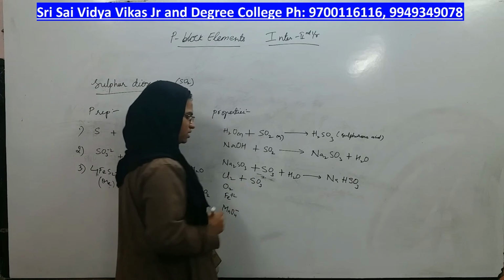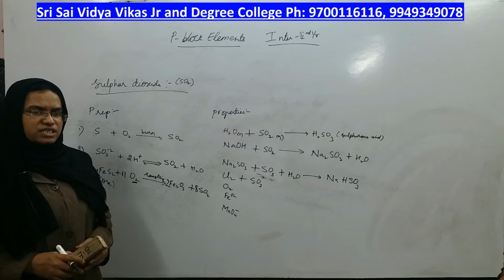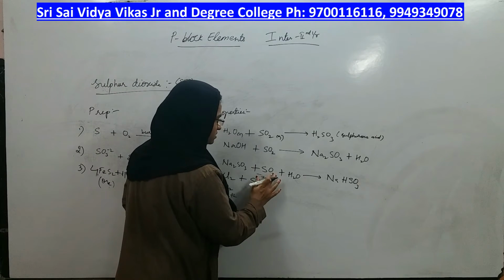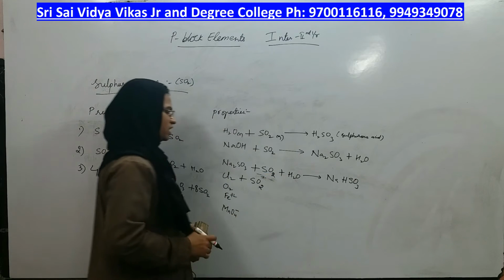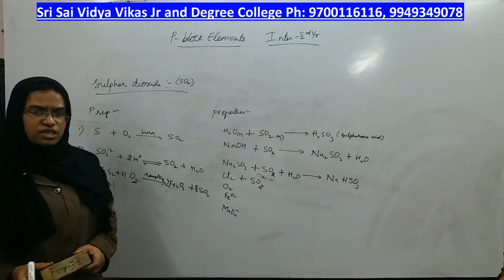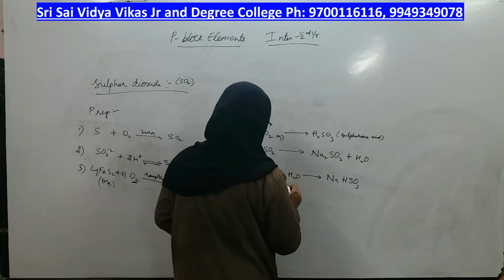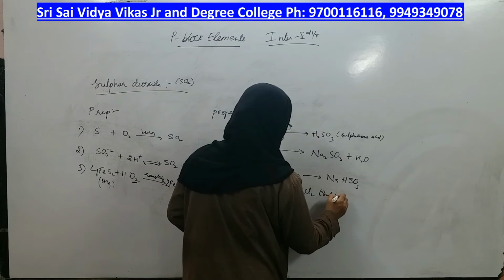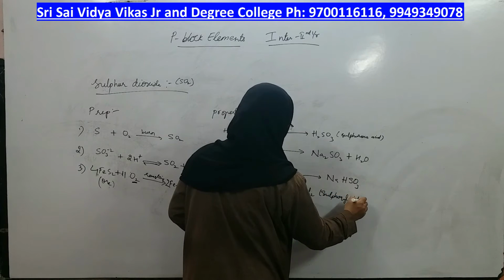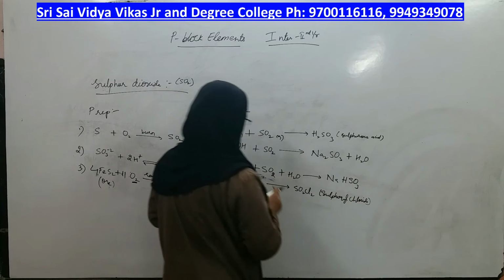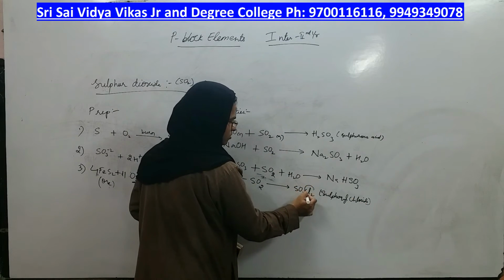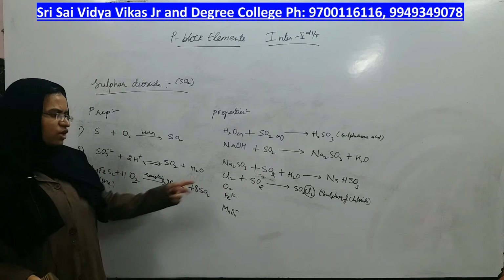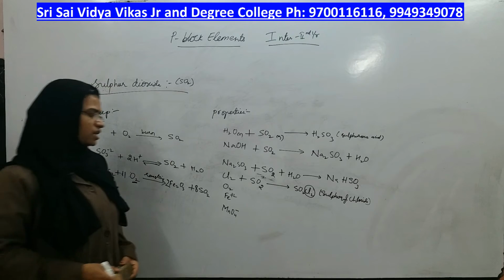It is with chlorine. With chlorine gas, it reacts with sulfur dioxide, not trioxide. Sulfur dioxide reacts with chlorine to form sulfuryl chloride. What is the name of this new compound? Sulfuryl chloride. It is used in the laboratory as a chlorinating agent. Which compound? Sulfuryl chloride.